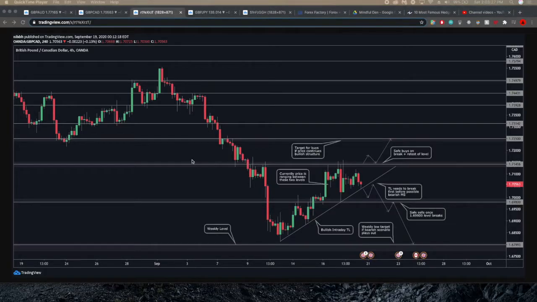Welcome to GBPCAD analysis for the fourth week of September. We're going into the fourth week. There's still like a week and a half left of September, but the way I number these is 1, 2, 3, 4. So essentially what we saw price do prior to last week was strong bearish momentum, right?